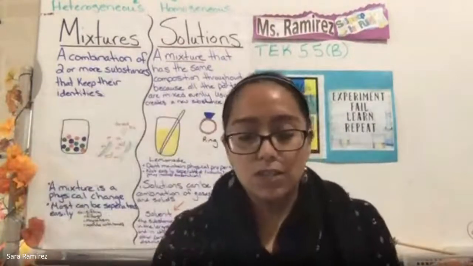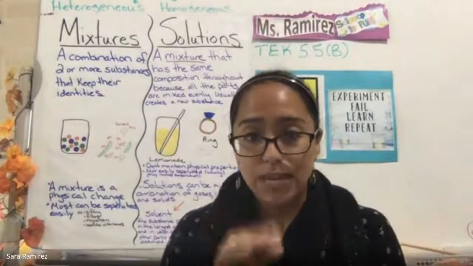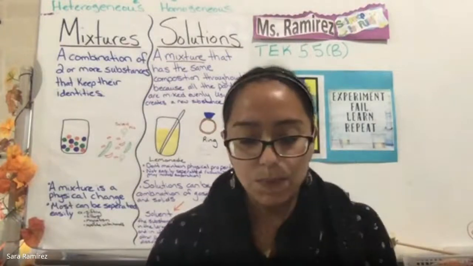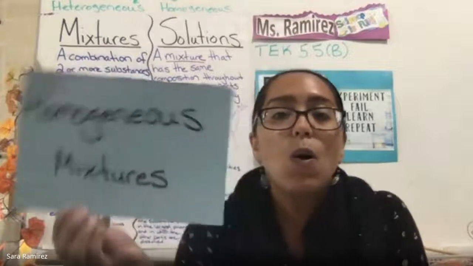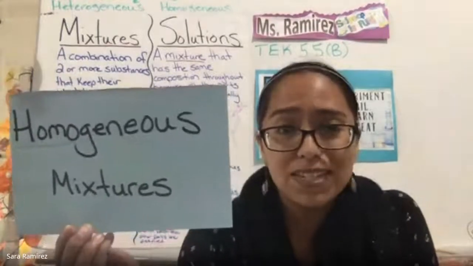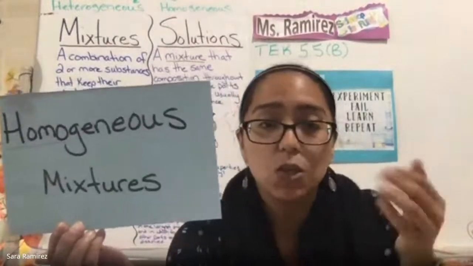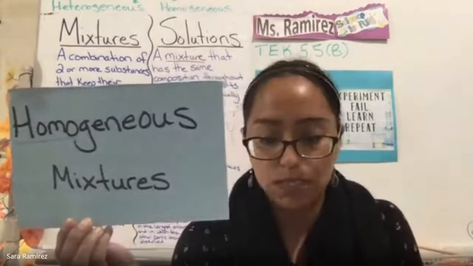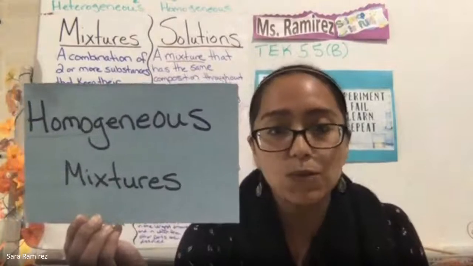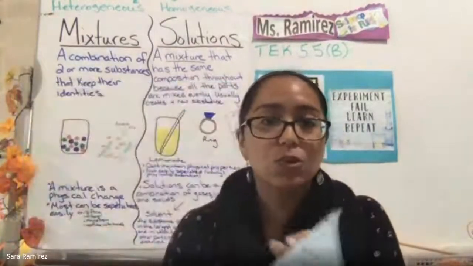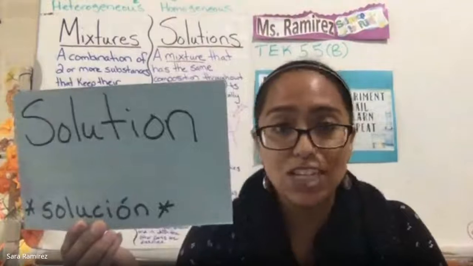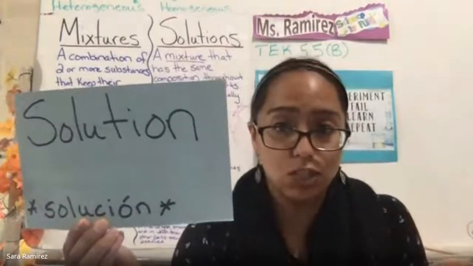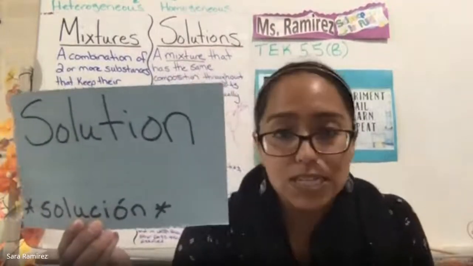So the mixtures that y'all just saw were all heterogeneous. We can make out the different parts. The next type of mixture that we're going to look at is called a homogeneous mixture. That means that when we look at these mixtures, they look uniform or the same throughout. We can't really make out the individual components. So an example of a homogeneous mixture is a solution. So a solution is just a special type of mixture, and it's a homogeneous mixture.